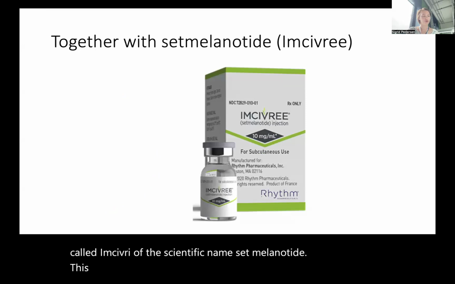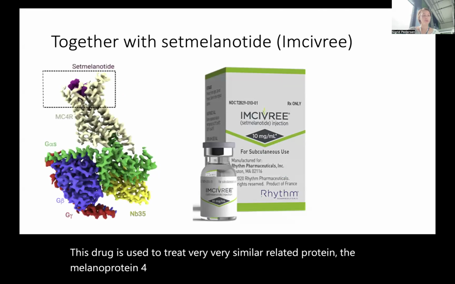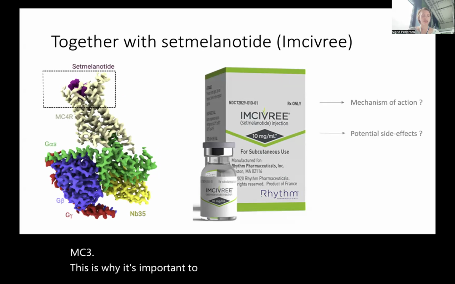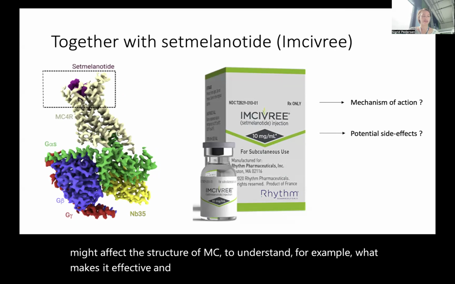This drug is used to treat a very similar related protein, the melanocortin 4 receptor, but we know that it also interacts with MC3. This is why it's important to be able to see how setmelanotide might affect the structure of MC3 to understand, for example, what makes it effective and if you should expect side effects from the use of this drug.